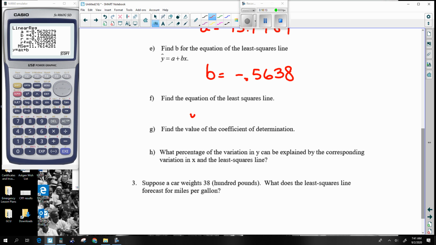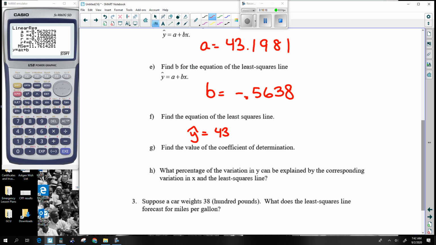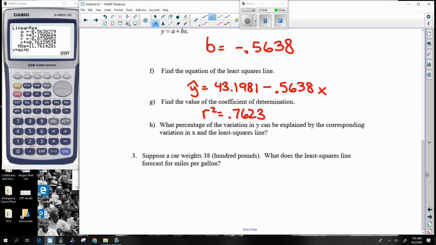making the least squares line y hat is equal to A, 43.1981, plus B, plus negative is going to be a minus. So minus 0.5638 x. Coefficient of determination r squared. R squared is 0.7623. Or the variation of y can be explained by the variation of x, and that is as a percentage, so 76.23%.